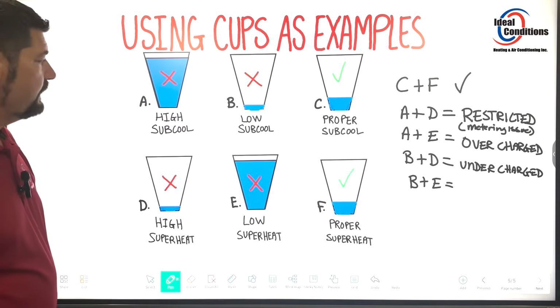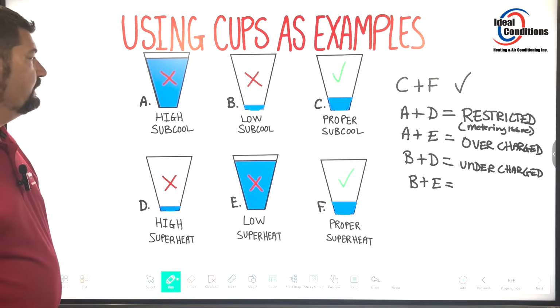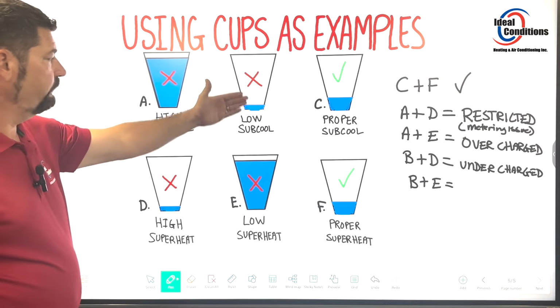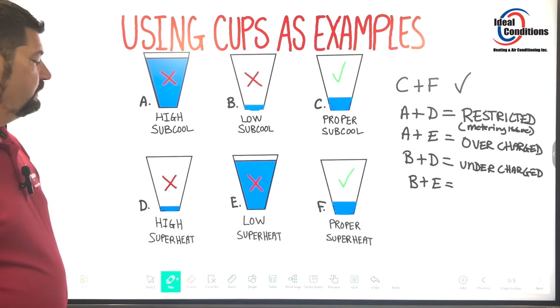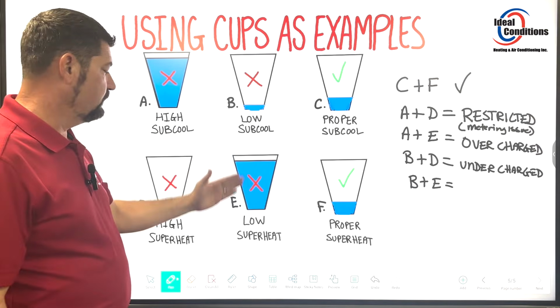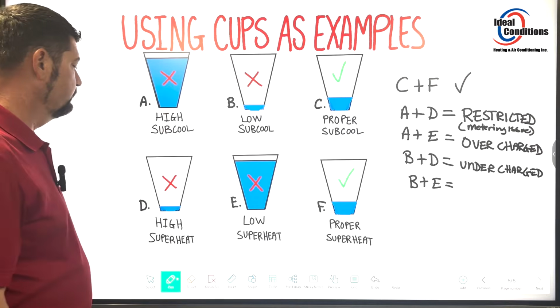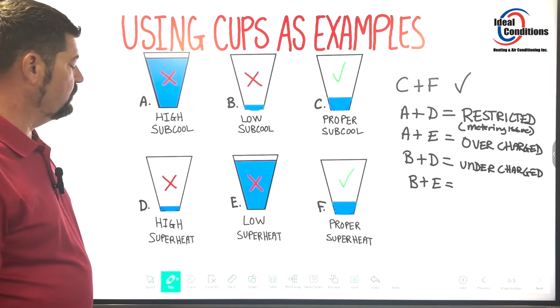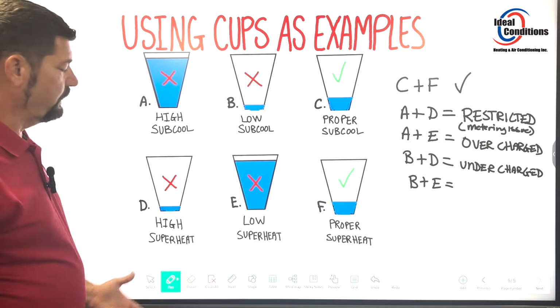All right, let's look at our last combination, B plus E. So I have a low subcool, right? Not good. And I have a low superheat. A low subcool with a low superheat. Well, let's think about that for a second.